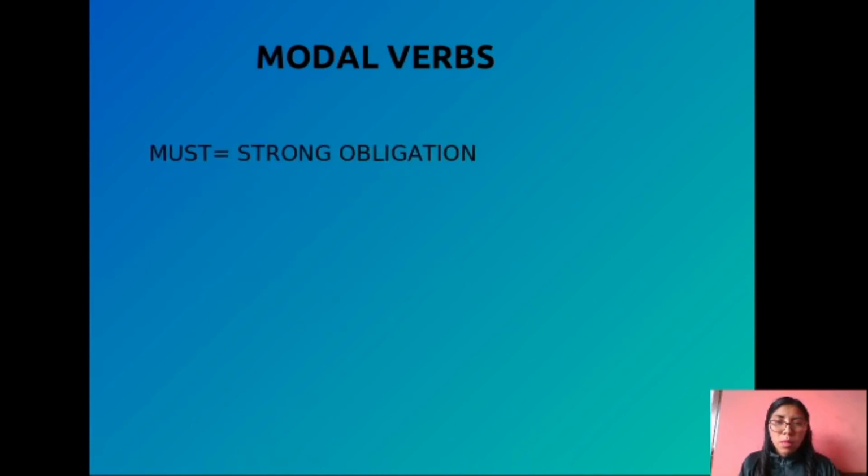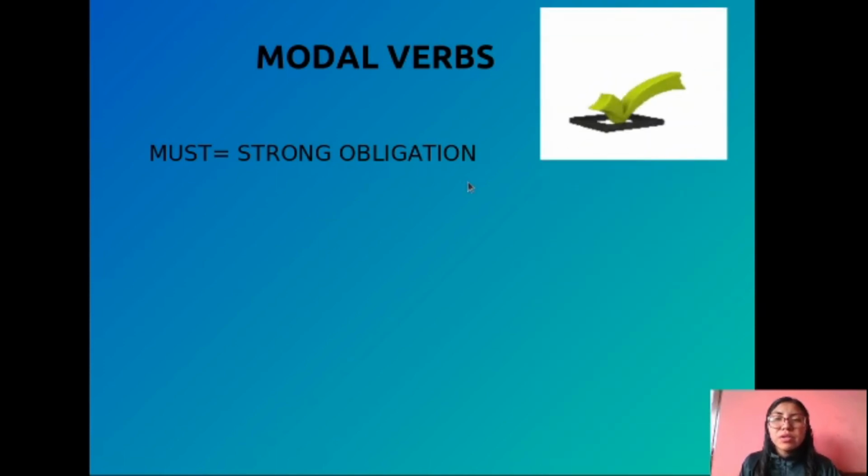Today we are going to start with a new topic, but at the beginning we are going to remember the topic of the last class. The last class we review modal verbs, must and mustn't, okay? When do you use must? That's right, we are going to use must in order to show a strong obligation, okay?